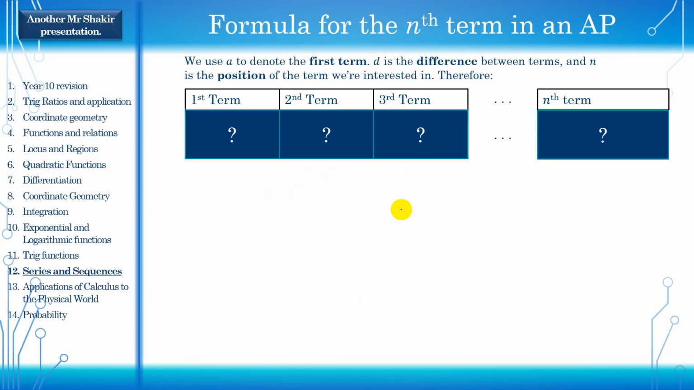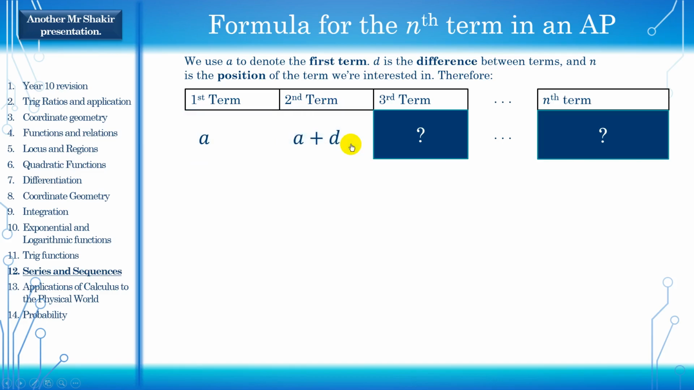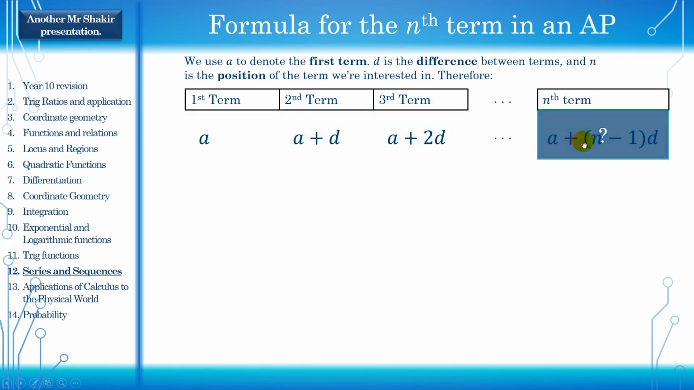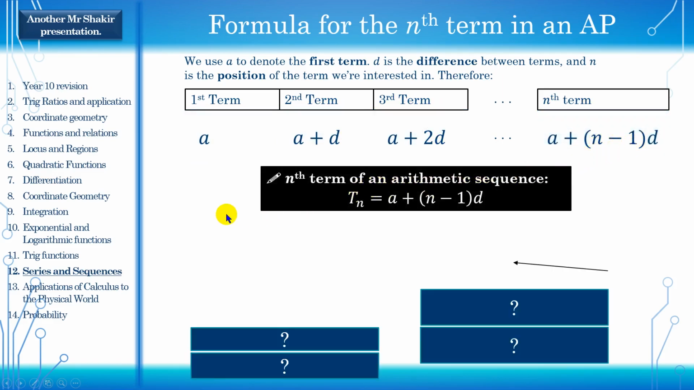Okay, so quick revision. Formula for the nth term in AP. We use A to denote the first term, D is the difference between terms. What will the first term be? And I do want you to pause and just revise. This is kind of like a recap of the previous slide. We're just doing it twice, just to check that you understand. So the first term is going to be A. The second term is going to be A plus D. The third term is A plus 2D. Therefore the nth term is going to be A plus (n minus 1)D. So the nth term of an arithmetic sequence is just A plus (n minus 1)D.